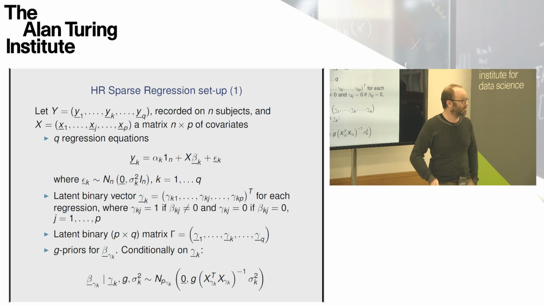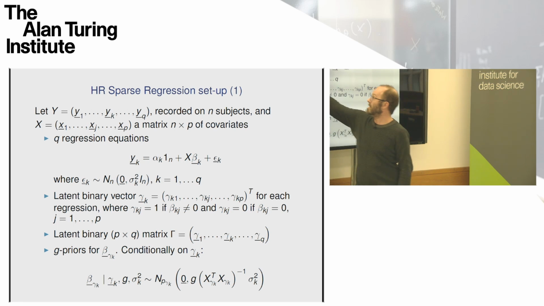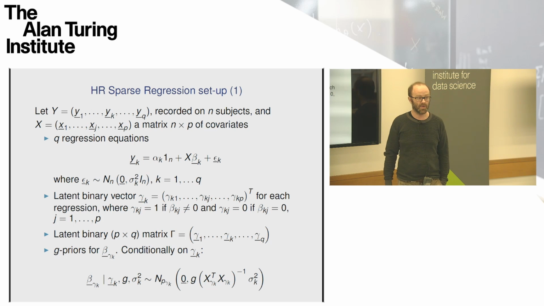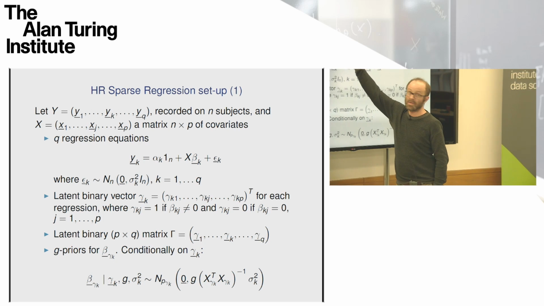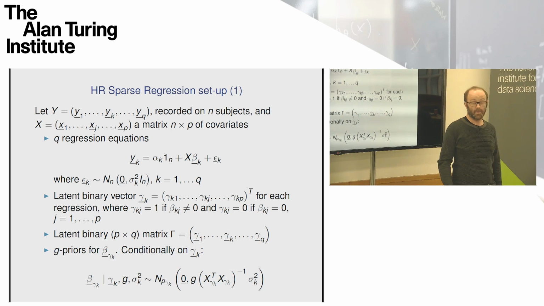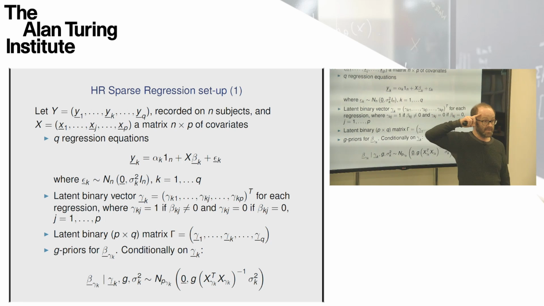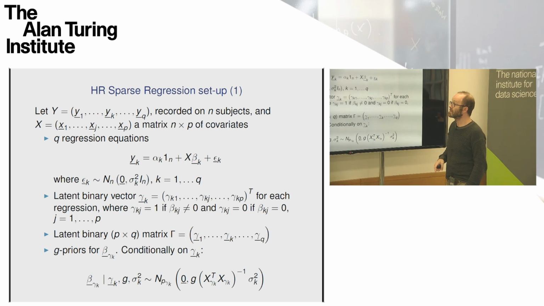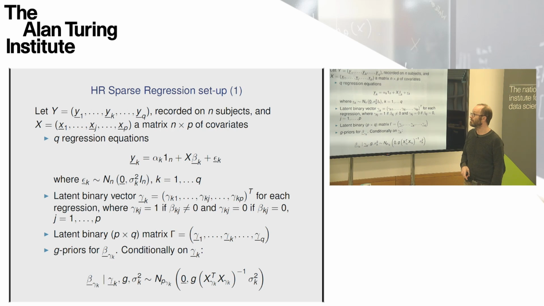Okay, a little bit of notation. We have our big matrix Y, of dimension n times q. n is the number of subjects and q is the number of outcomes; q is of the order of 1000. The predictors are in the matrix X on the same subjects, n times p, where p is the number of predictors. p is much larger than n, and q is larger than n.